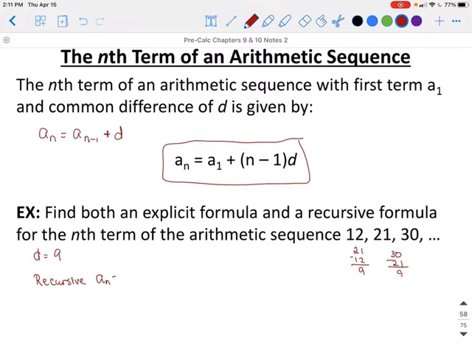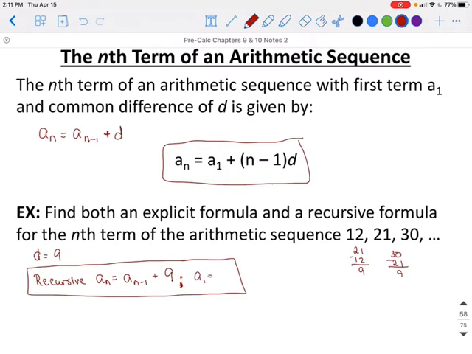you are just going to say that a sub n is equal to our previous term, so a sub n minus 1, plus our common difference, which in this case would be D. If you're writing a recursive formula, we also need to tell them what the first term was so they can find the next term in the series. And this would be our first term, a sub 1 is equal to 12.